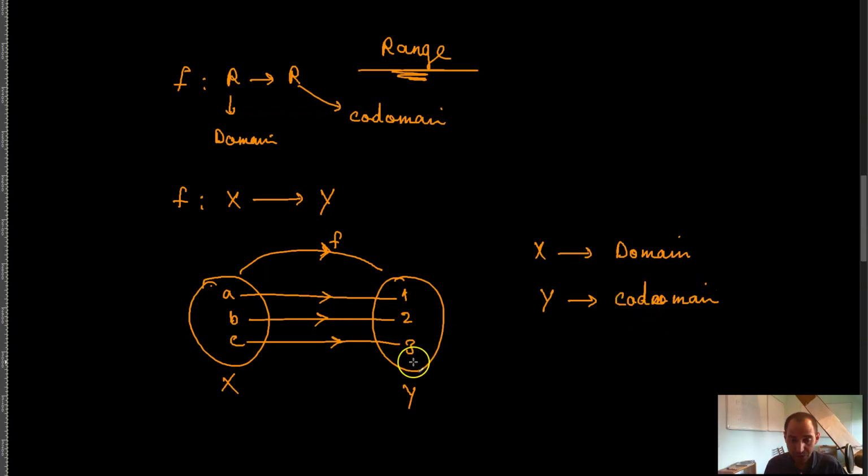Now suppose that there was some element over here as well, for example 4, and suppose that this 4 is not the image of any of these elements in the domain of the function. It's just there in the set, but it's not the image of anything. Now this set over here, which contains only these three elements, is called the range of the function. It's called the range of your function.